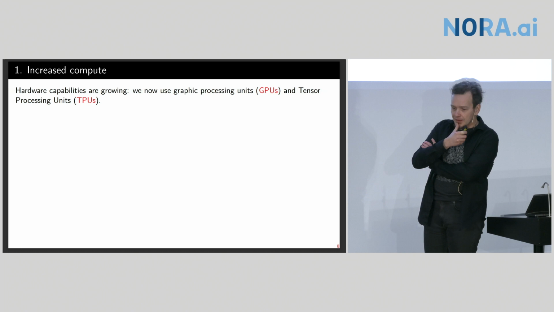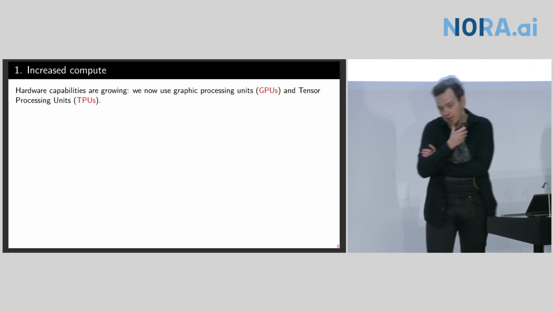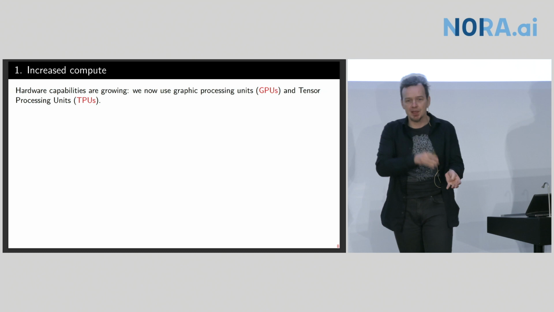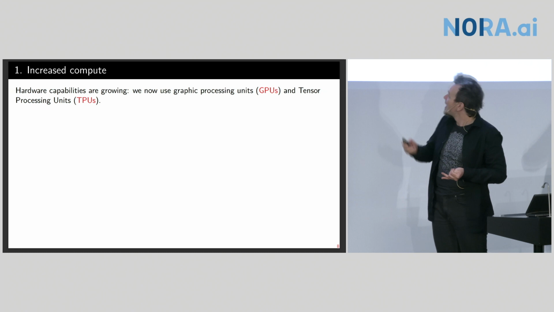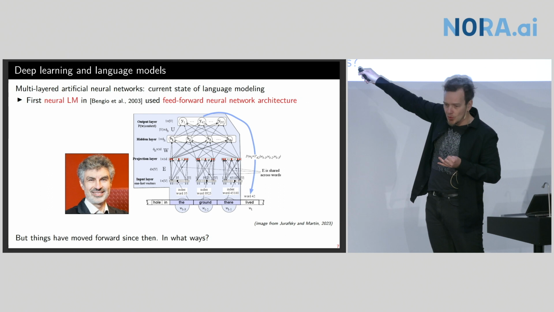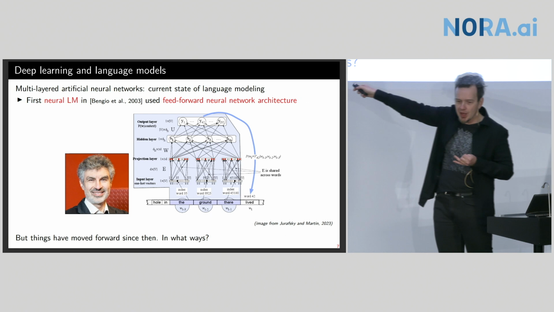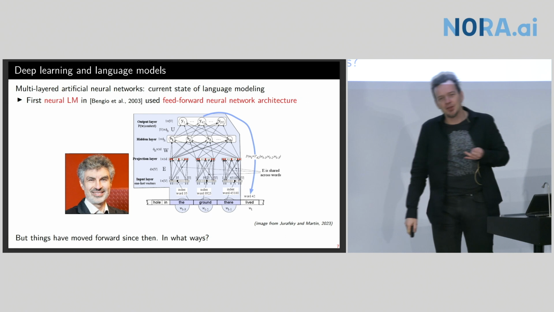But yes, since that time, we have seen advances in three major areas in natural language processing and in artificial intelligence in general. These are increased compute, increased data, and better architectures. I will try to cover each of these items in a bit more detail. So first of all, increased compute. This neural language model, which Bengio and his co-authors trained in 2003, was trained on a very small text collection, small by today's standards, but it was trained for like half a year or something like that.